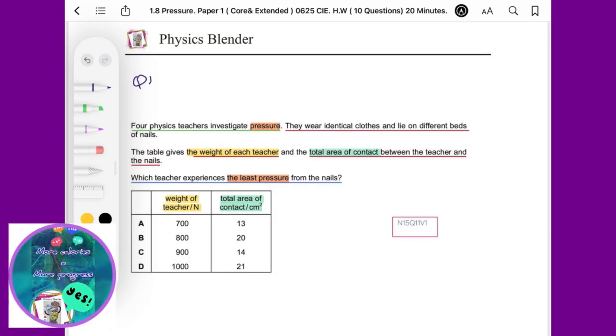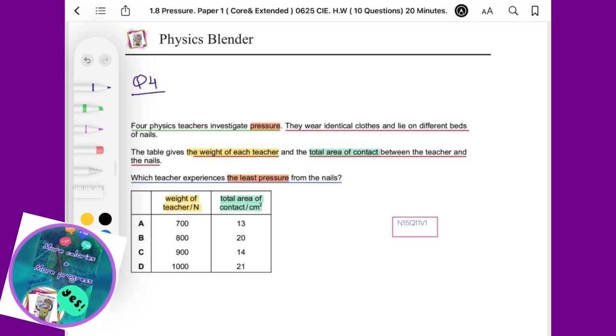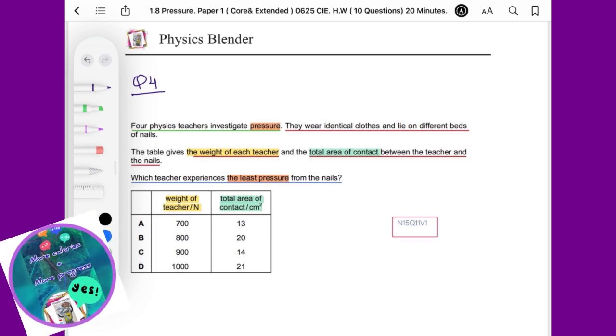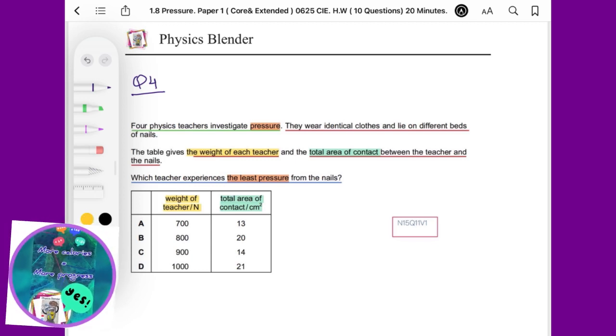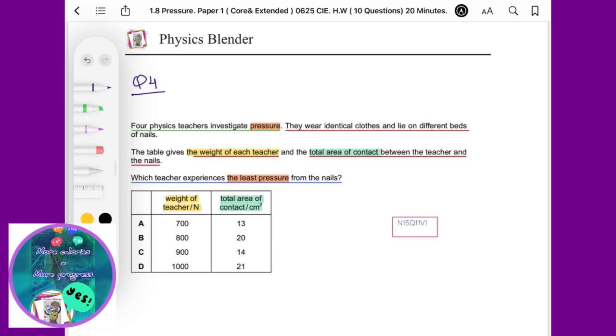Question number 4, we have 4 physics teachers investigating pressure. They wear identical clothes and lie on different beds of nails. You have a table with information about the weight of each teacher measured in Newton and the total area of contact measured in square centimeter, which is okay. No need for conversion here.